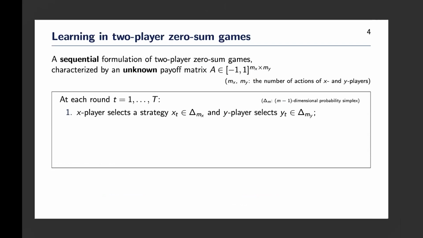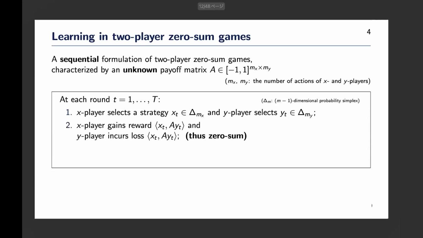Learning in two-player zero-sum games is a sequential formulation of two-player zero-sum games, which is again characterized by a payoff matrix A, but this is unknown in this case. Recall that the payoff matrix A is an m_X by m_Y matrix, and the entries are between -1 and 1. In this setup, for each time step t, each player chooses strategies x_t and y_t, which are probability distributions over the action sets. Then the X player gains a reward of x_t transpose A y_t, and the Y player incurs a loss of the same amount. This is the same as the previous formulation.